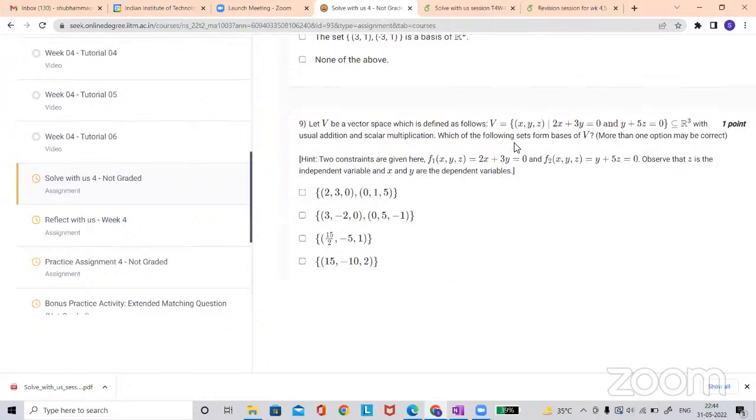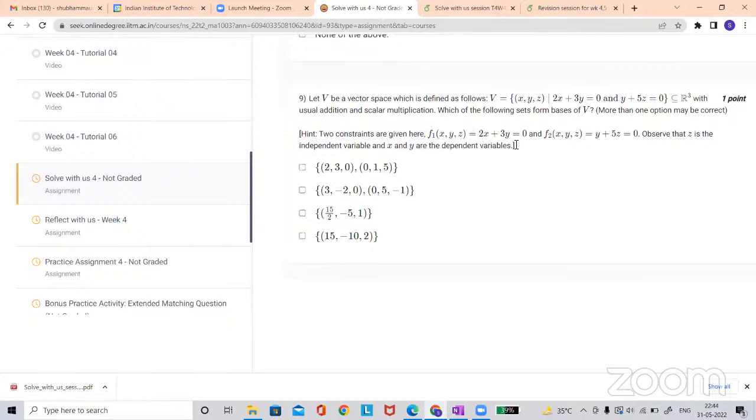Which of the following is the form of basis of t? What is happening then? How can you conclude what will be the basis or what is the dimension of this vector space? Actually, it is answering itself now. Dimension is 2, isn't it? Because 2, 3, 0 and 0, 1, 5 will be the rank itself.